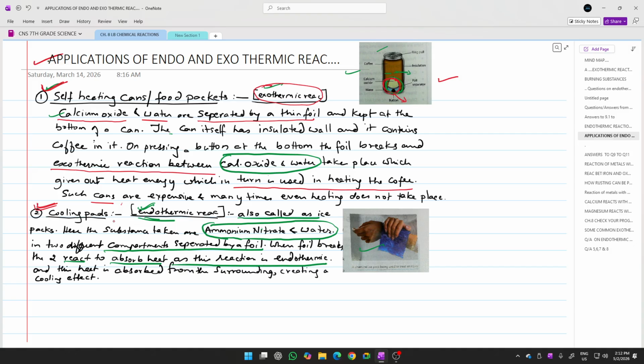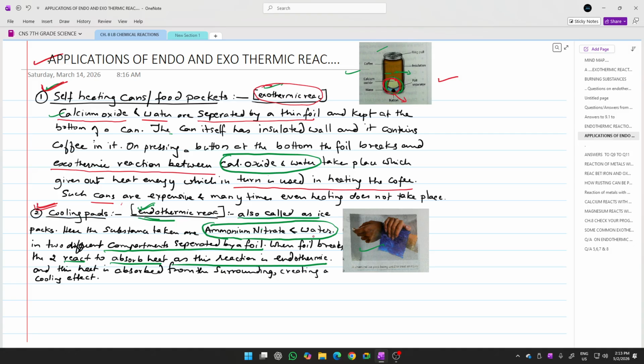The surrounding is what? This cooling pad is kept on, suppose, your arm, on your hand, where there is some inflammation. So from your hand, from your palm, that heat energy will be absorbed for this particular endothermic reaction to take place. And when heat is absorbed from your palm or your hand, the temperature of your palm or the hand will decrease, and in the process you will feel good. I mean, that swelling or the inflammation in the arm will be reduced. So this is how the cooling pads are used, and this is an example of an endothermic reaction.